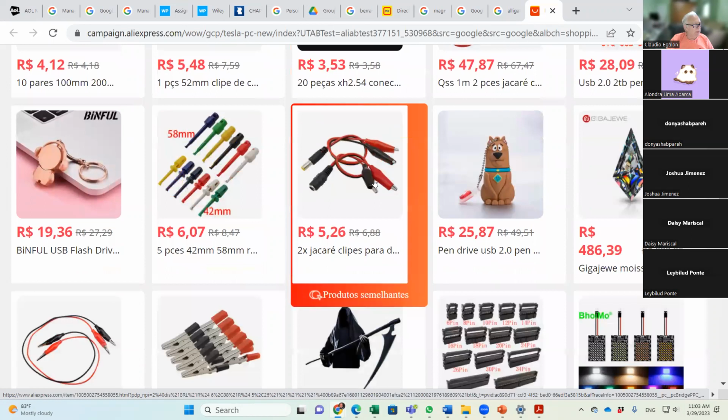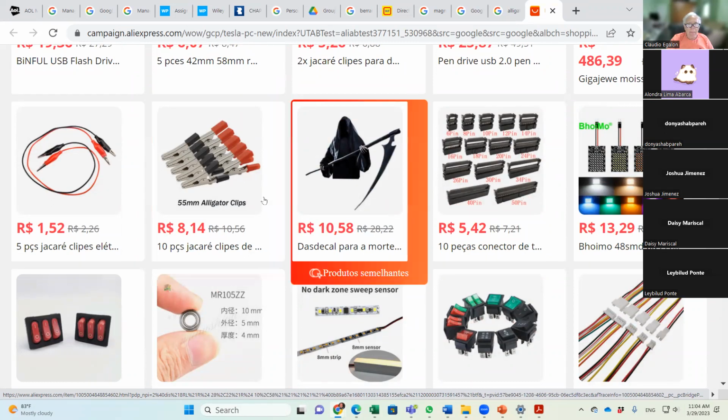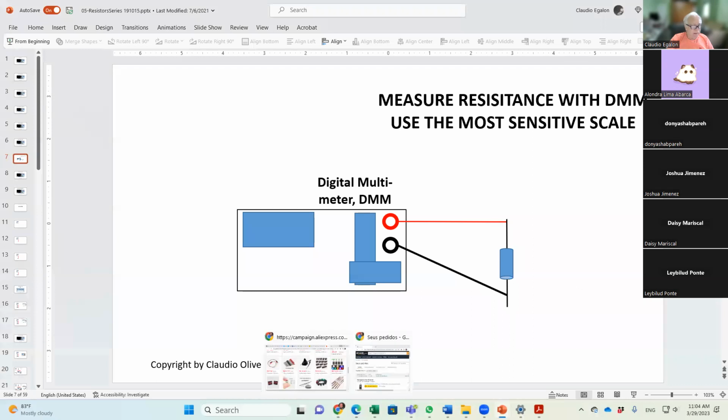That's all you have. But now you have an idea how those alligator clips look like, right? Here you go, more alligator clips here. More alligator clips. Okay. And I didn't illustrate the alligator clip here.